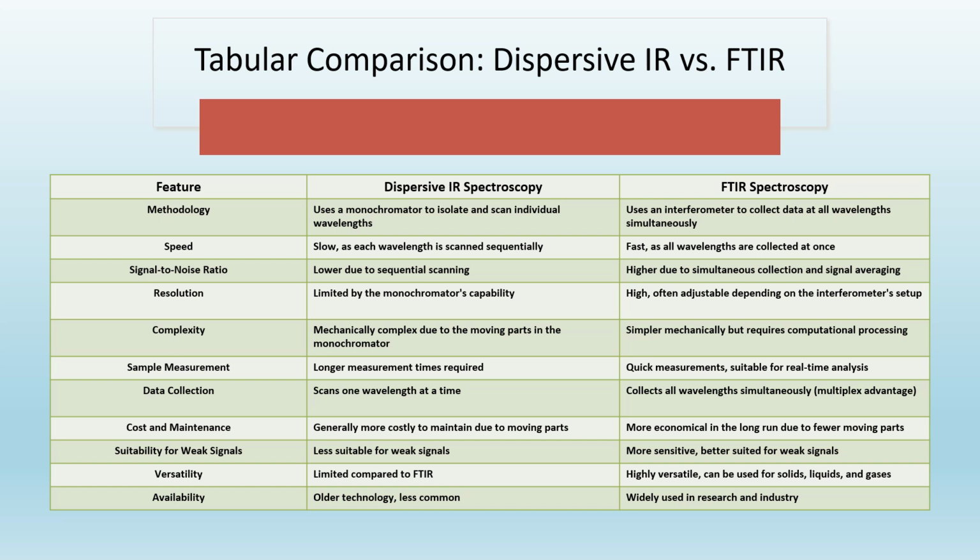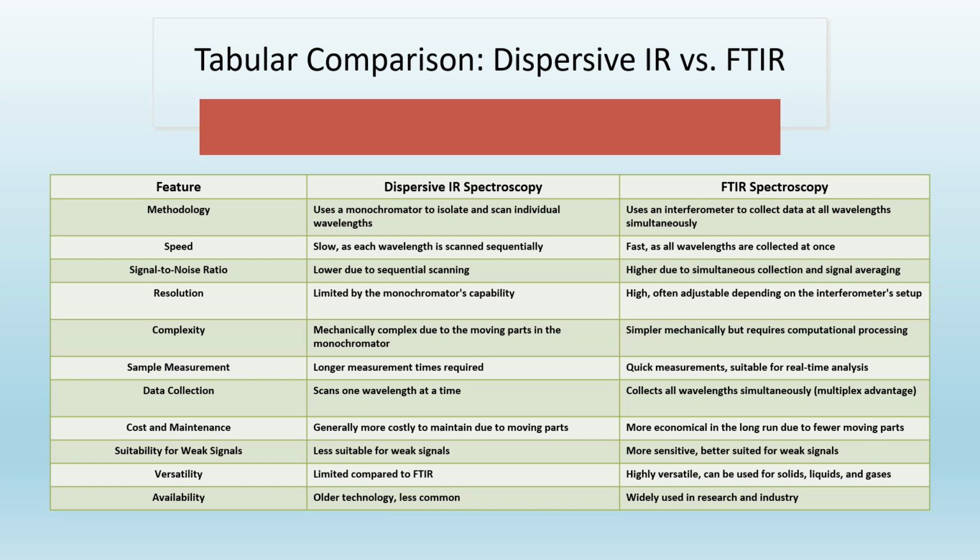Dispersive IR is mechanically more complex because it relies on moving parts, which also makes it more costly to maintain. FTIR has fewer moving parts, making it simpler and more economical in the long run. Section 4. Versatility and Applications.